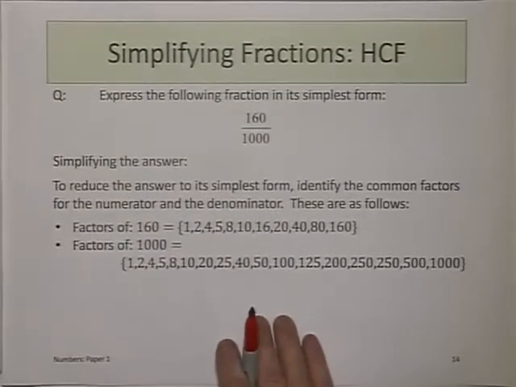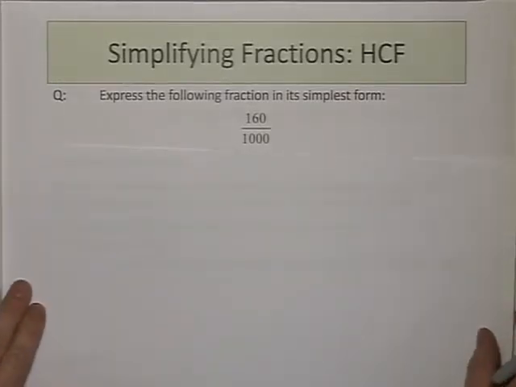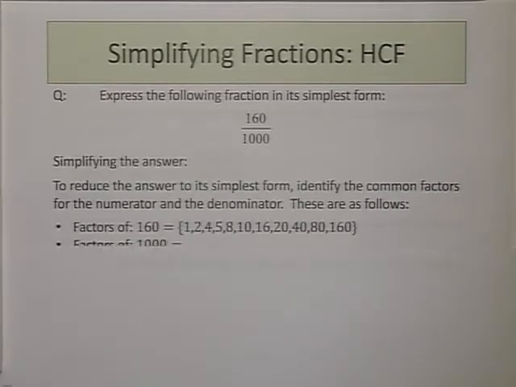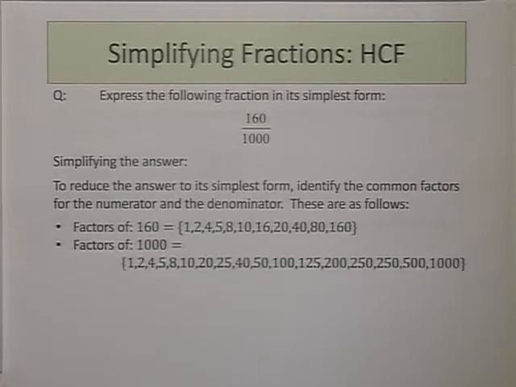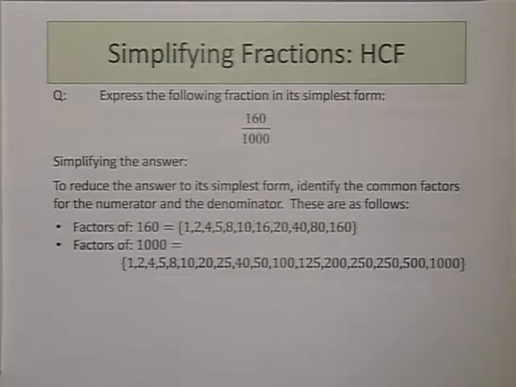So here we get a question now. Express 160 over 1,000 in its simplest form. Now we could do that by writing out all the factors of 160 and indeed of 1,000. But that seems like a long way to go. You'll be there for a while. What happens if they said 4,000 or 43,000? You'll be there forever. So there must be other ways of doing this.